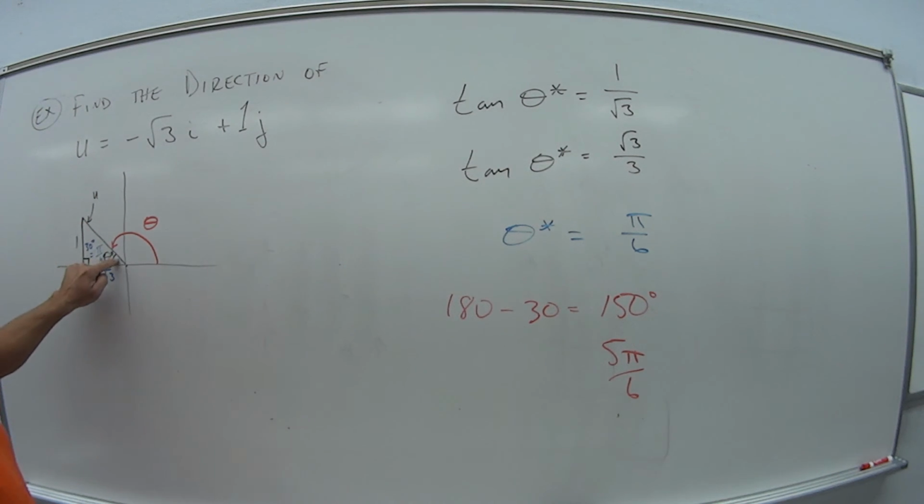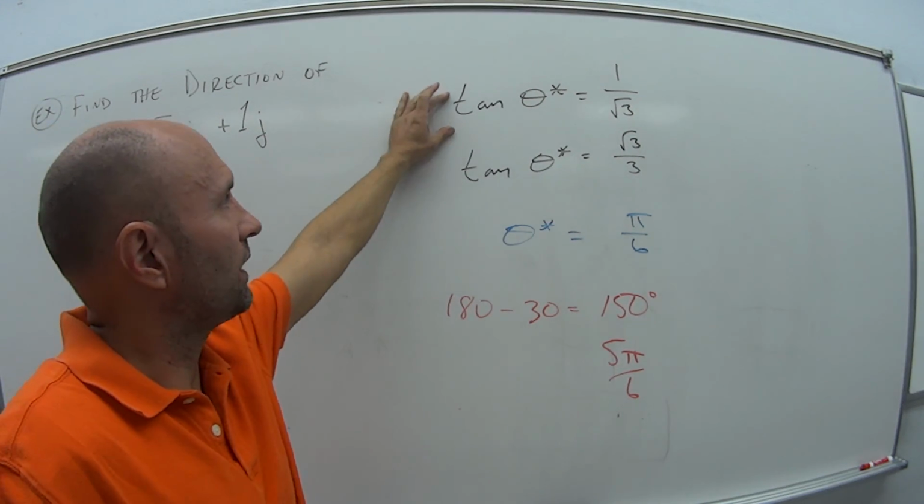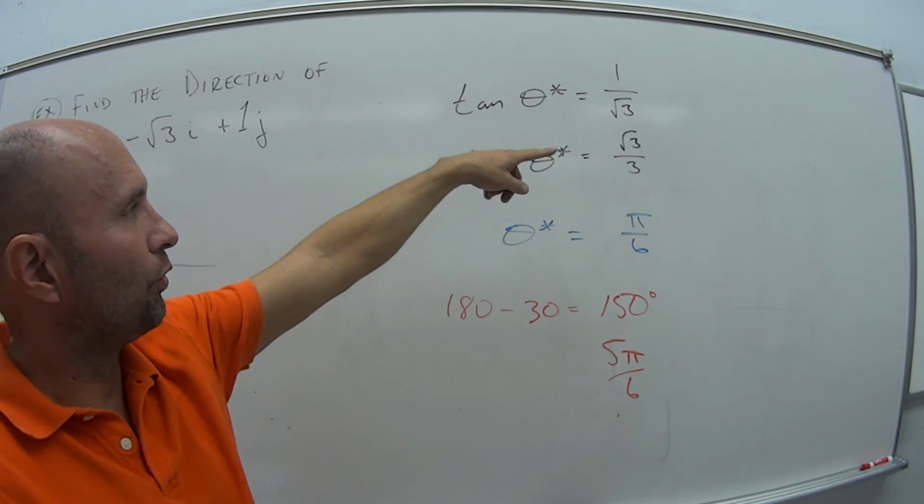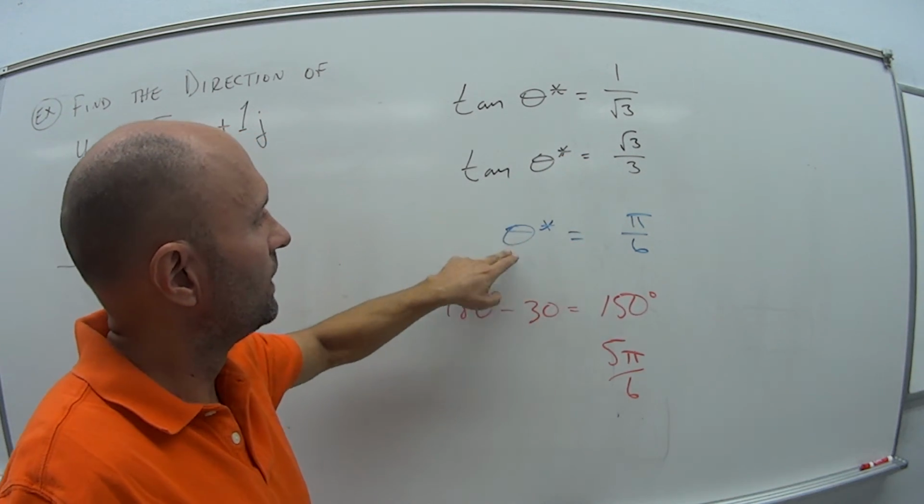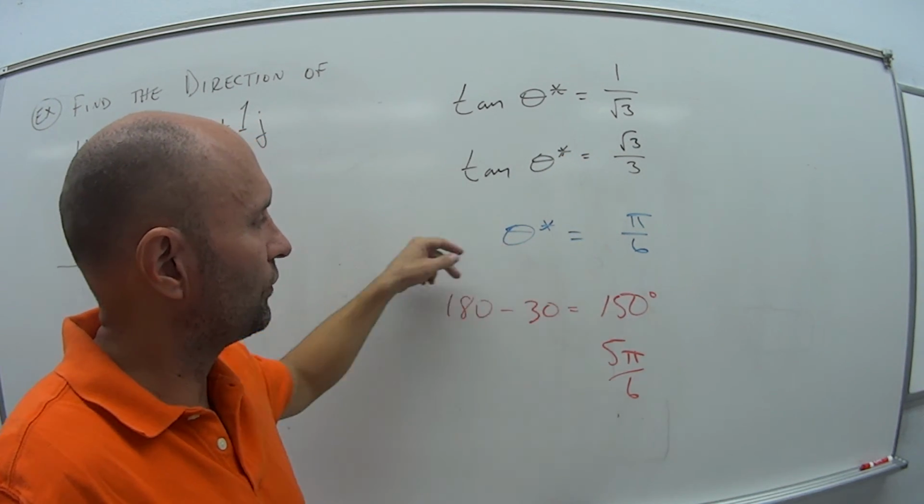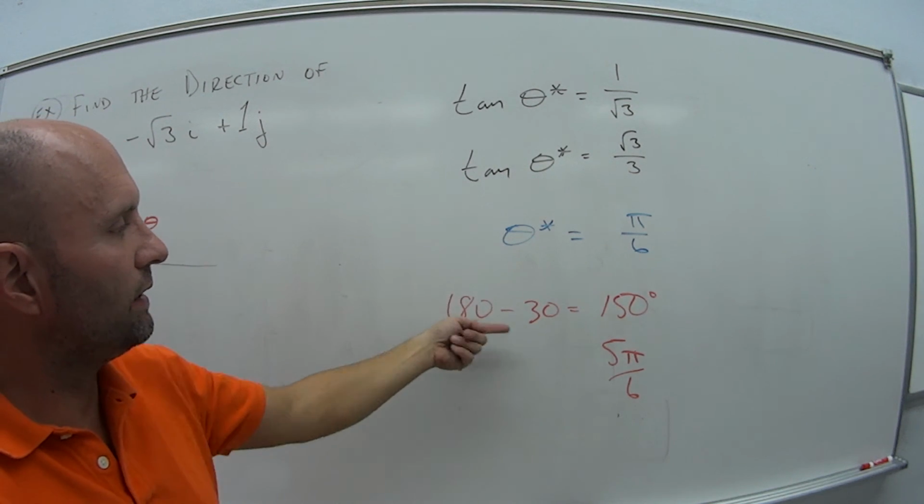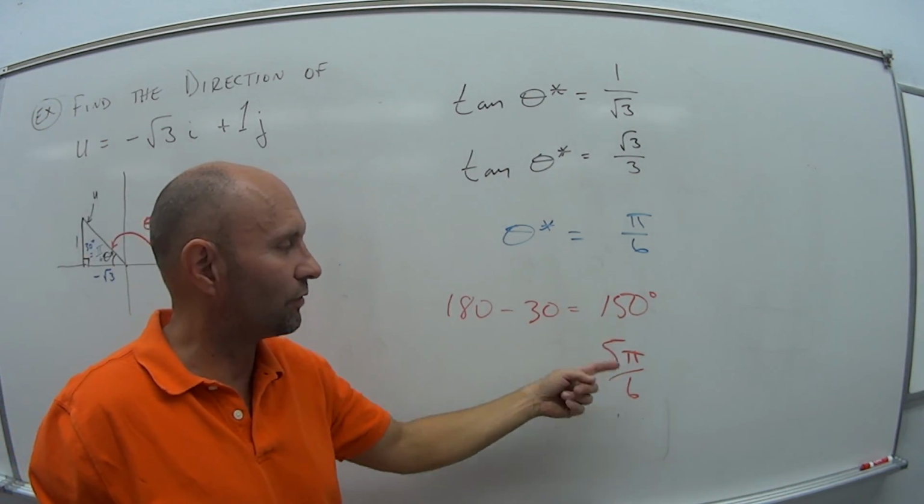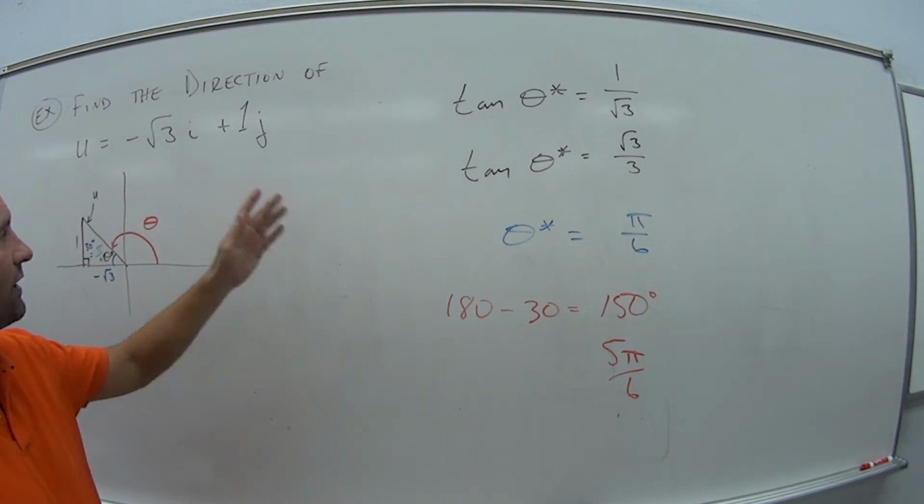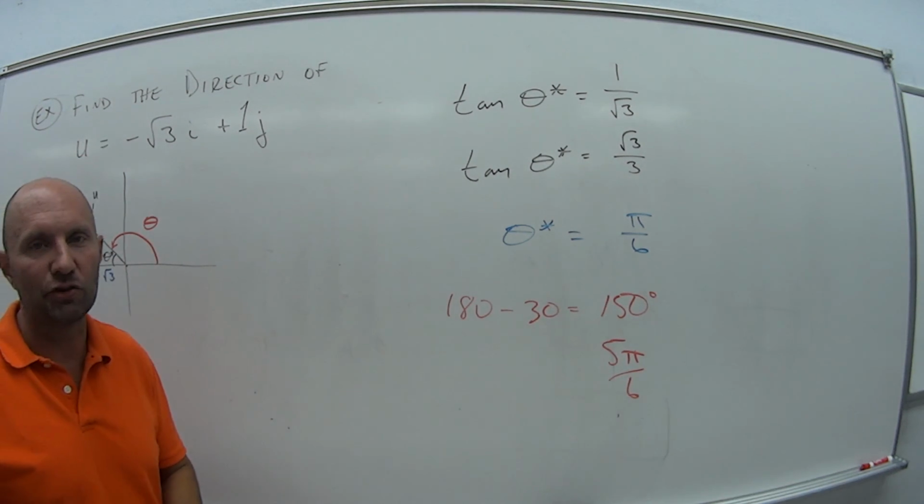So again, we're trying to first figure out this angle inside the triangle. We can do that just by using the absolute values of these lengths, square root of 3 and 1. So we set up that equation that tangent of the angle is 1 over root 3, which when we rationalize it is square root of 3 over 3. So our theta star becomes pi over 6, which is 30 degrees. So we can subtract that from 180, which gives us either 150 degrees or 5 pi over 6 radians as the direction of this vector.